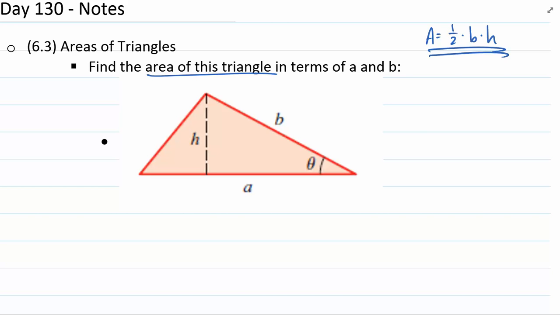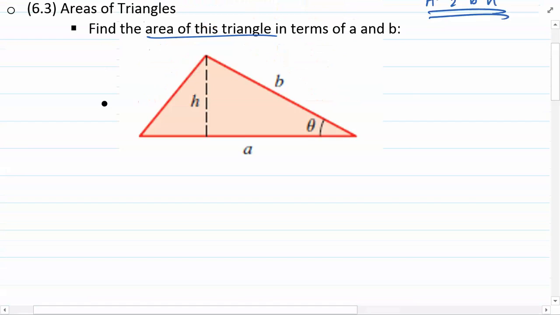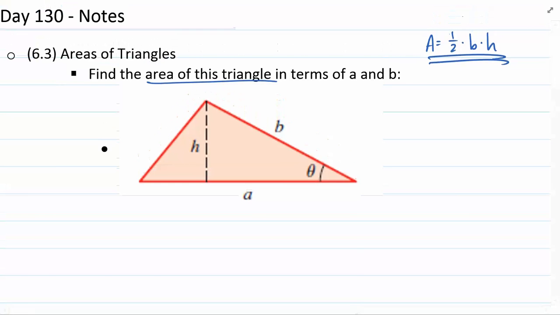So we're going to look at an example where the base is drawn like this, and we're going to look at another example over here too. And in either case, we're going to try to generalize a formula that we can use to find the area of any triangle, even if we don't know what the height of that triangle is.